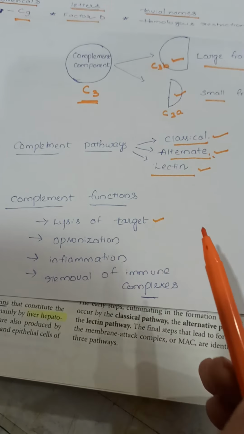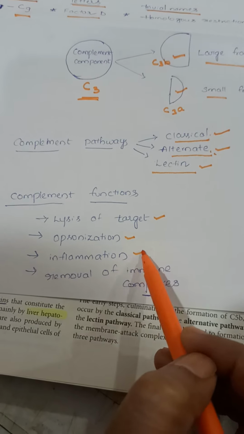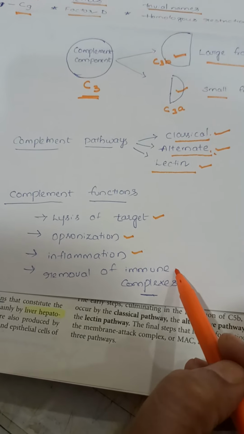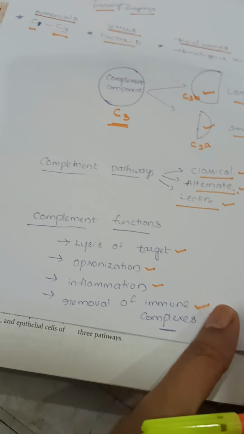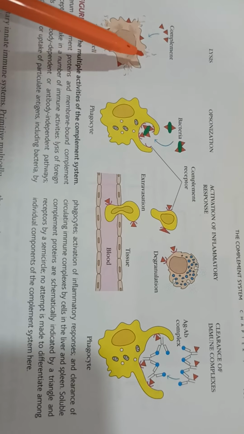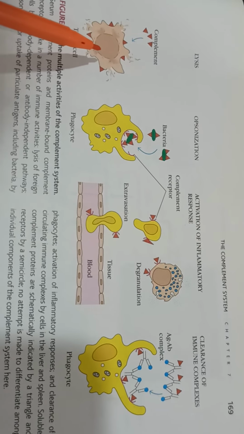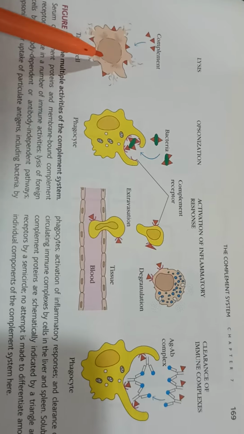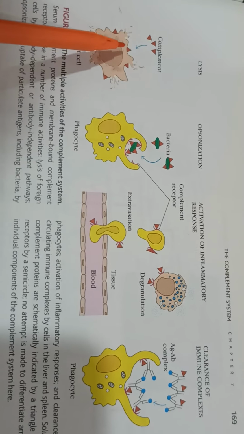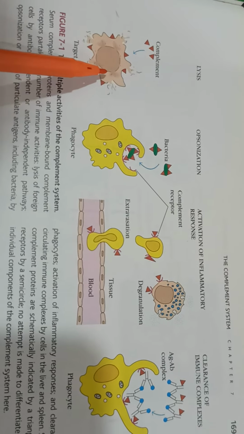One is lysis of the target, second is opsonization, third is inflammatory reaction, and the fourth is removal of immune complexes. Let us observe the pictures to have more details about it. So you can find a target cell here. This can be any antigenic cell, maybe a bacterial cell or any other cell in which the antigen is present. This is acted upon by the complement system, and the target cell is lysed.